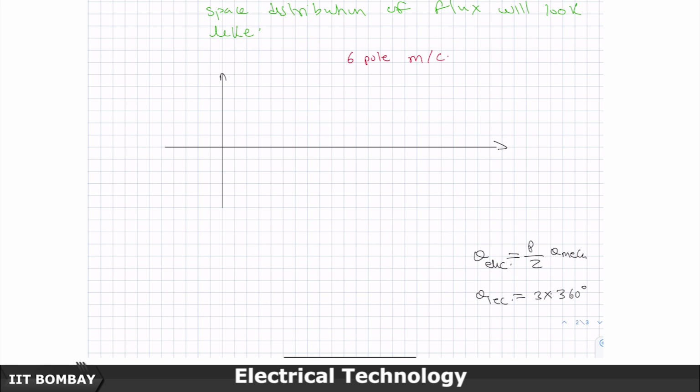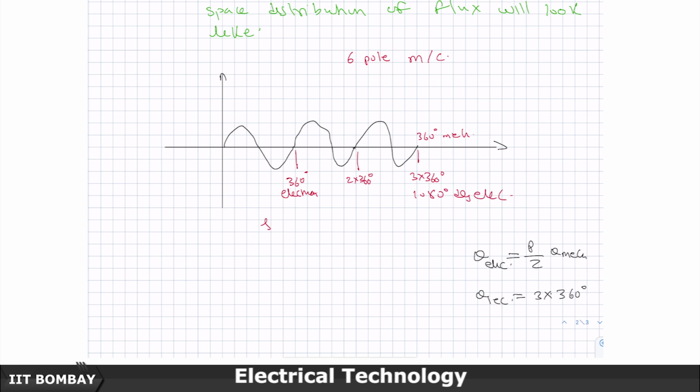3 times 360 means one 360, next 360, next 360. So, I will finish in this 360 degree mechanical, this is 360 degree electrical, next is 2 into 360 or 720 degree electrical, and then 3 into 360 or 1080 degrees electrical.